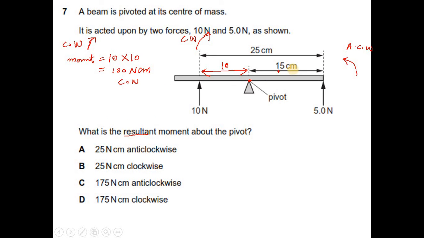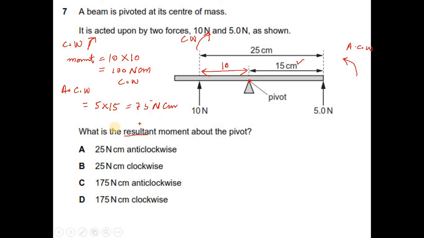Now we are going to find the anti-clockwise moment. Anti-clockwise moment is equal to 5 times the pivot distance, which is 15. That means this is 75 Newton centimeter.